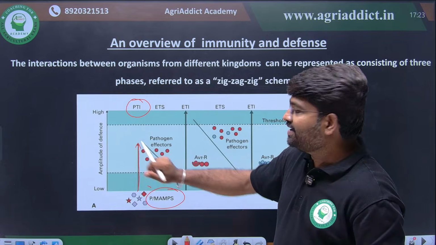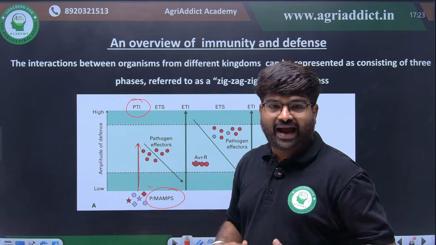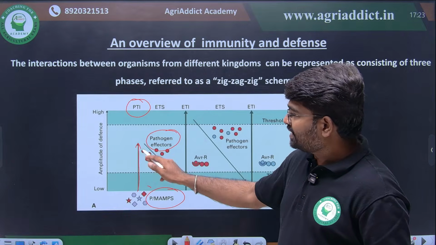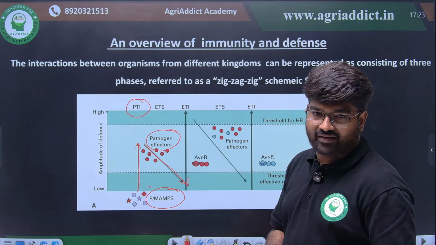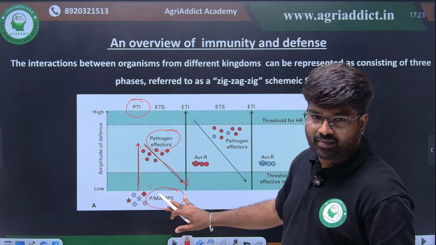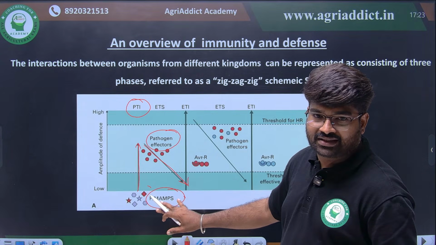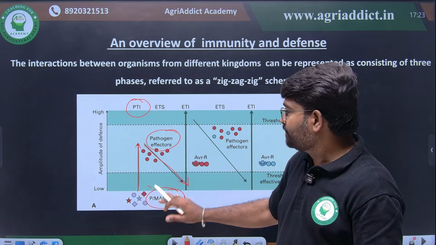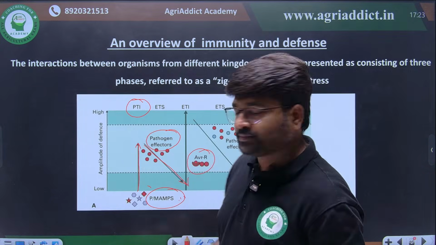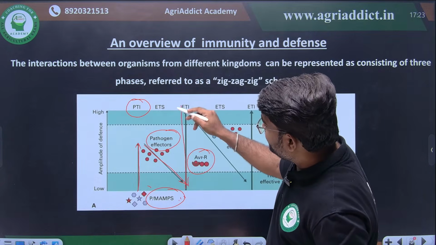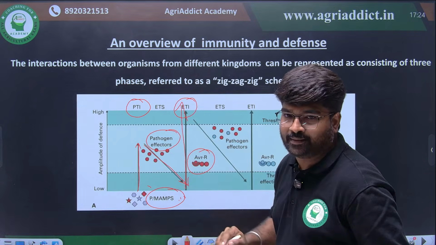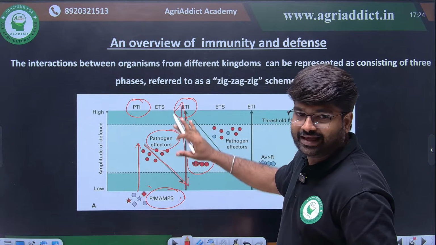If the immunity level is increased, to fight against this immunity, the bacteria can secrete some effector molecules. So the pathogen releases effector molecules that decrease the immunity level to below the optimum level. To fight against the effector, the plant will produce avirulence proteins. Because of these avirulence proteins, the immunity will be higher compared to the previous stage. This is known as effector triggered immunity. Because of the effector released by the pathogen, the immunity level was increased.